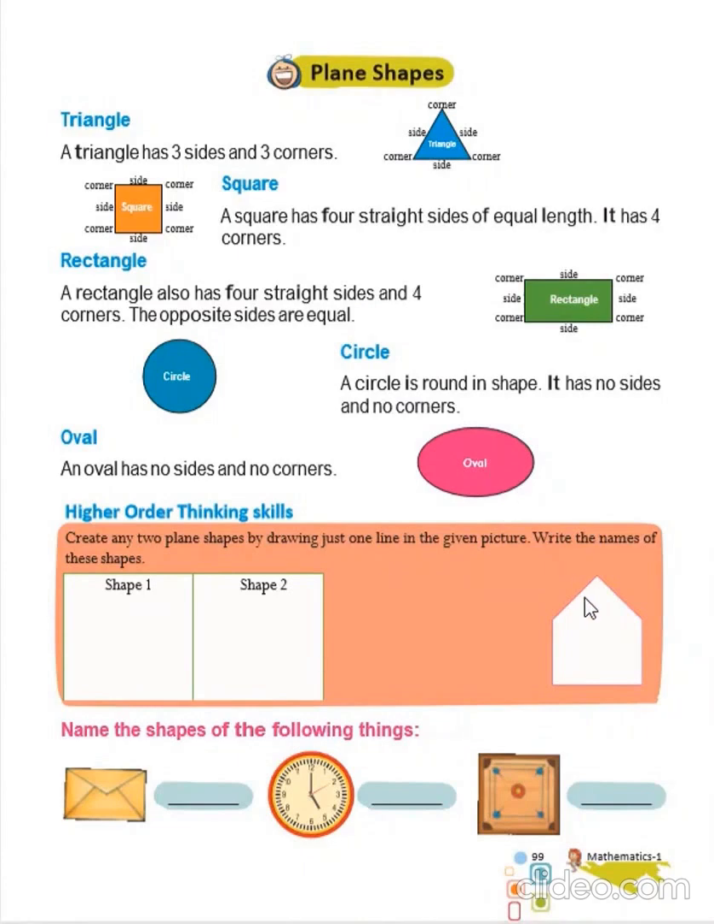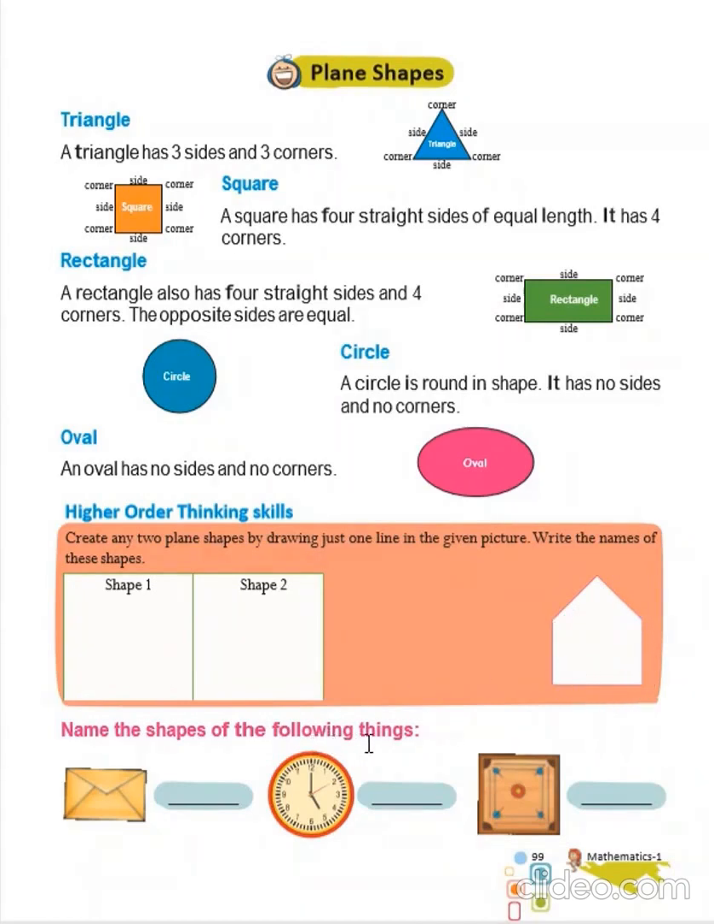Now come to this activity. What do we have to do in this activity? We have to draw one line and then write the names of the two shapes which will be formed like this. If we draw this line, one triangle will be formed and one square will be formed.